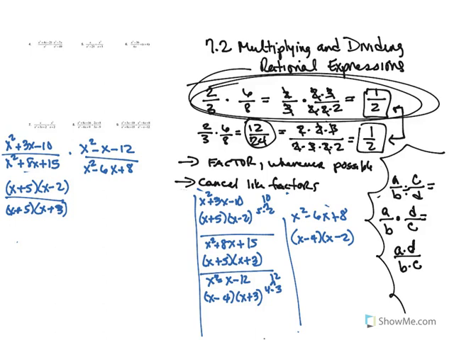But you know who I am. So then we have x squared minus x minus 12. So I factor that, and I have x minus 4 times x plus 3. And then at the bottom, I have x squared minus 6x plus 8, which factors into x minus 4 times x minus 2.